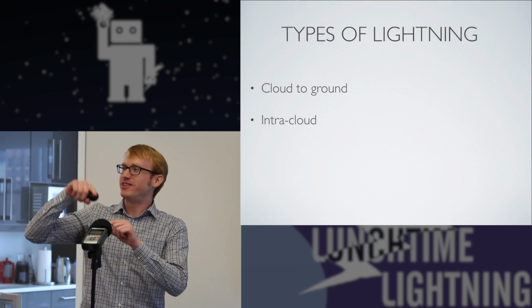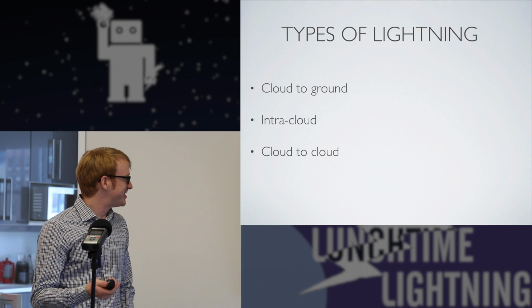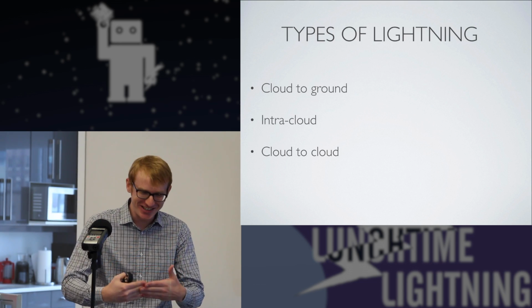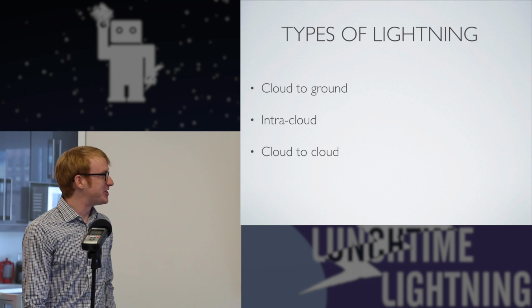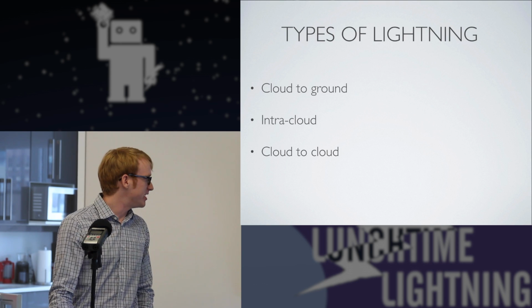Intra-cloud is when you move a file within Dropbox to a different folder. So there's also cloud to cloud, which is when you have a negative region in one cloud, a positive region in a different cloud, and then you see lightning between them.